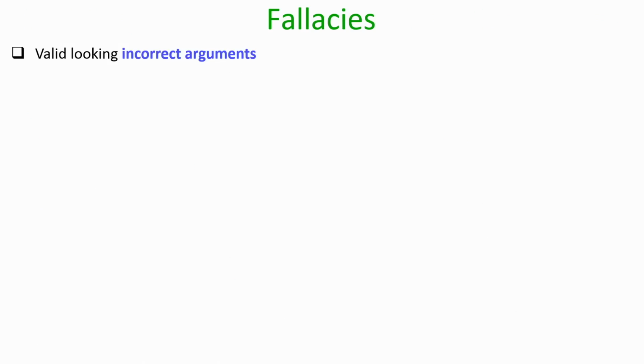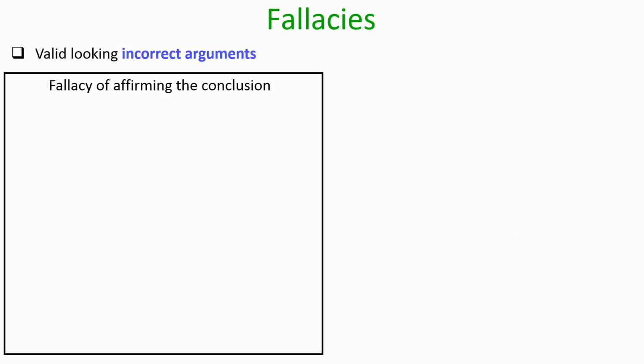Now, there are some well known fallacies, which are incorrect arguments. On a very high level they might look like valid arguments, but they are very subtle incorrect arguments. So, I will be showing you two common fallacies. The first fallacy is that of affirming the conclusion. Consider this argument form. Your premises are P implies Q and Q, and you are drawing the conclusion P.